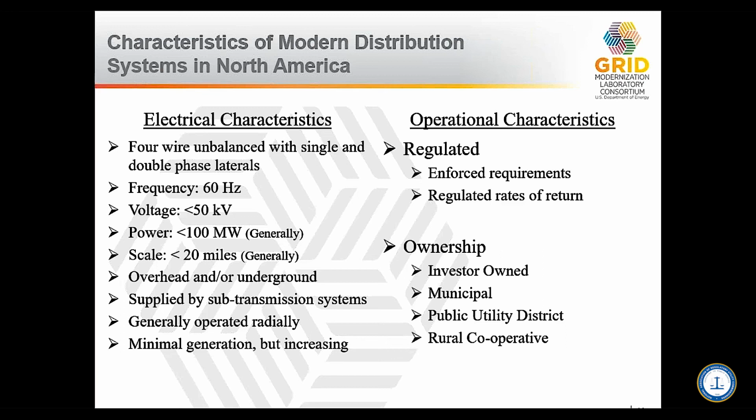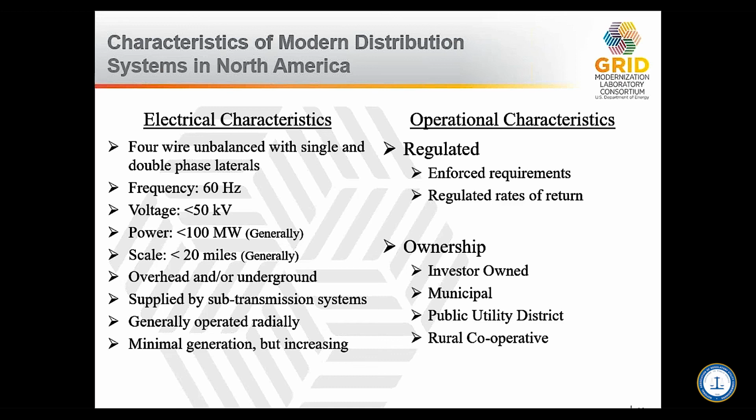The benefit of these single and double phase laterals is it allows you to serve lightly loaded areas. That way you don't have to run 3 power conductors everywhere. It's more effective and cost effective. Still operates at 60 hertz, which is driven primarily by the transmission system, but the voltages are typically below 50,000 volts, with 12.47 being the most common. At this level, you're generally looking at the sub 100 megawatt levels and typically less than 20 miles distance. Once again, you're at a lower voltage, so you don't want to move power as far there.